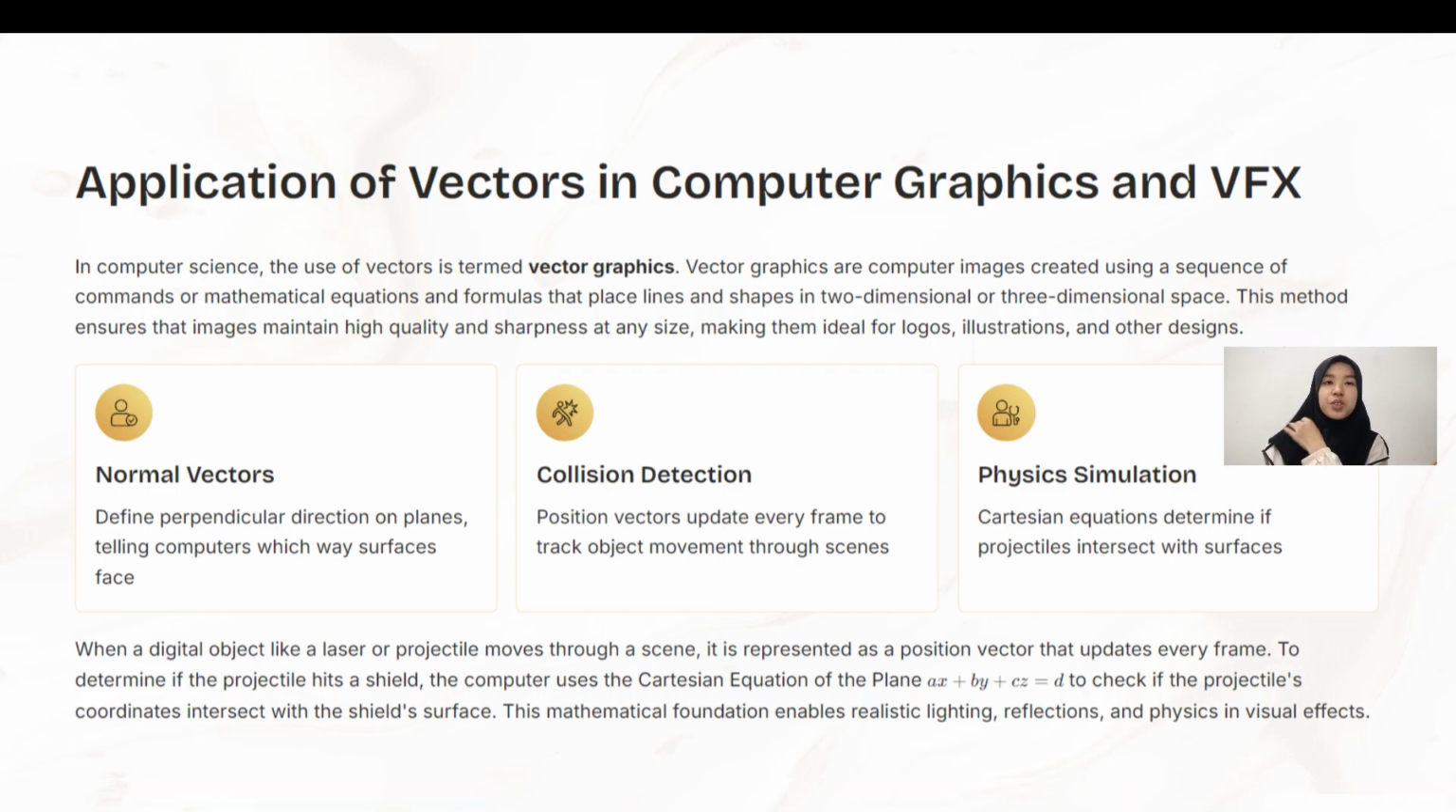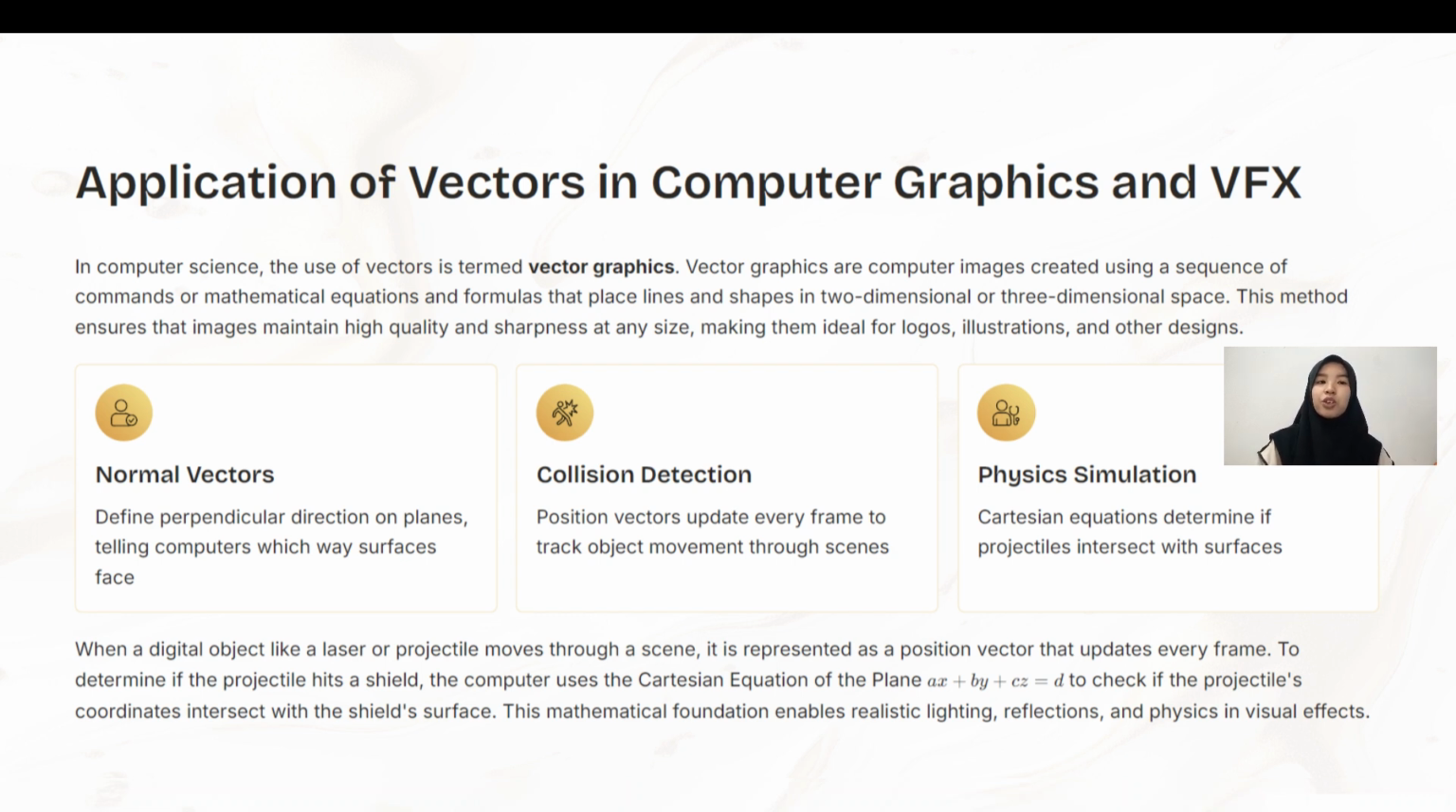This method ensures that images maintain high quality and sharpness at any size, making them ideal for logos, illustrations, and other designs. So below are the three most used vectors in computer graphics and VFX. The first one is normal vectors. Normal vectors define the perpendicular direction on planes.